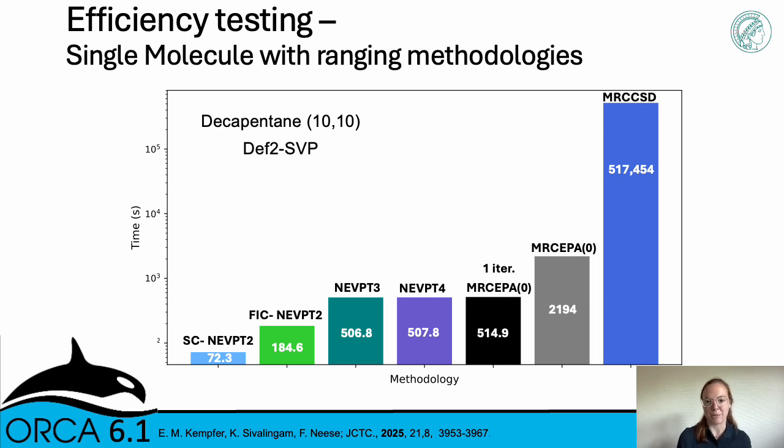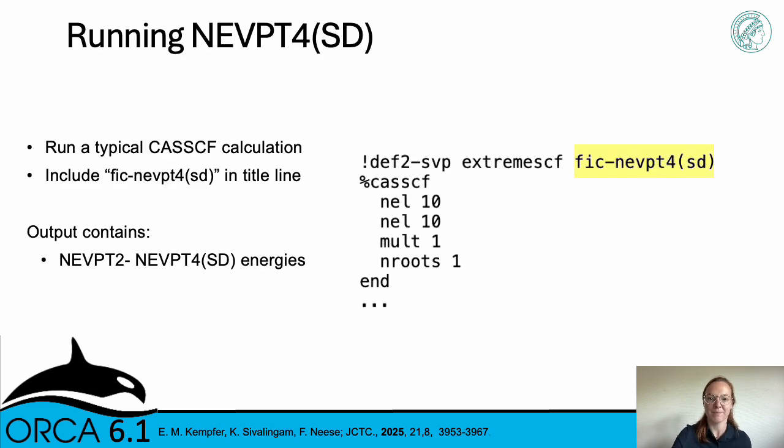So how can you run NEVPT4-SD in ORCA 6.1? Well, it's very simple. First, all you have to do is run a typical CASSCF calculation and include this FIC-NEVPT4-SD within the title line. And our output from these calculations will actually contain not just the NEVPT4 energies, but the NEVPT2, NEVPT3, and CASSCF energies as well. So we can achieve all energies from a single calculation.